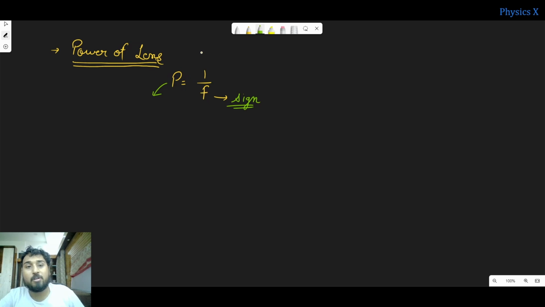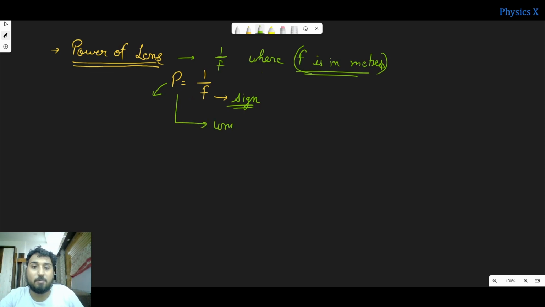First of all, you need to understand that it is defined as 1 by f, where please mind that f is in meters, right? It means that f should be in meters. And the unit of power of lens is diopter, right? And it is represented by capital D.